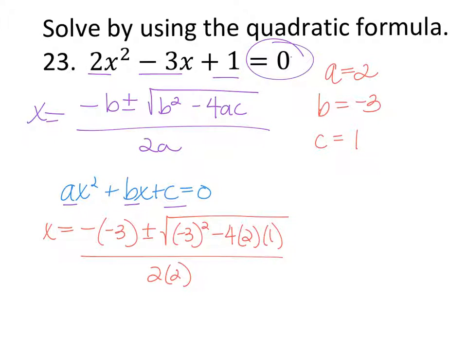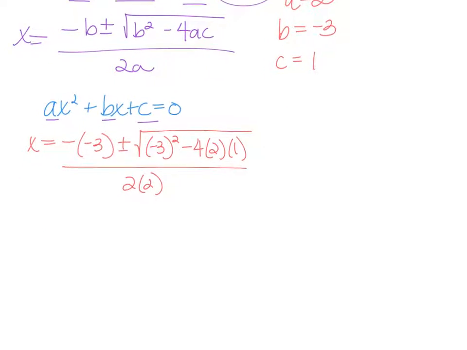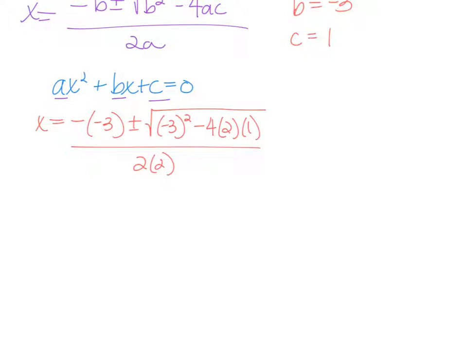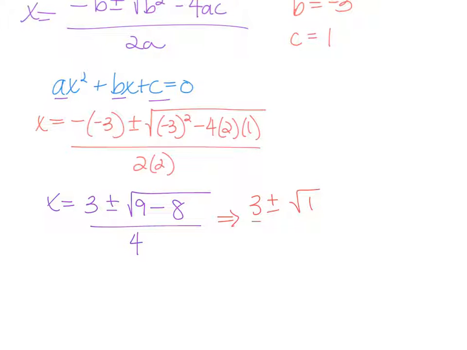All right, so now we're just going to be simplifying this even more. So I'm going to have x equals a positive 3, because 2 negatives make a positive, plus or minus, negative 3 squared is 9. And then you get 8, and it's all over 4, okay? Well, 9 minus 8 equals 1, so I end up getting 3 plus or minus the square root of 1 over 4. And I know the square root of 1 equals 1, so if I were to then write 3 plus or minus the square root, not 1, we already decided it's 1 over 4.